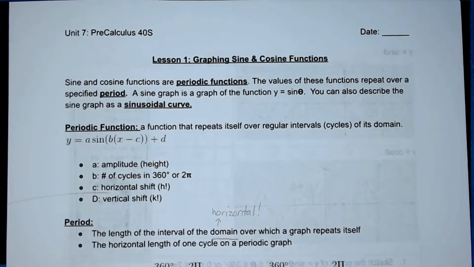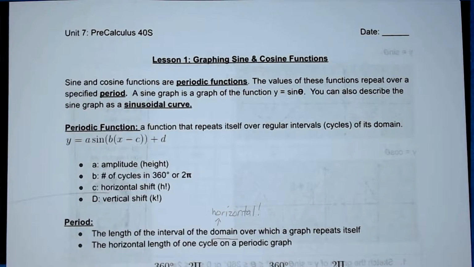Welcome to Unit 7, Trigonometric Functions, Lesson 1, Graphing Sine and Cosine Functions. You should be familiar with the sine and cosine functions. You should have worked with them a lot throughout your math career. Now we're going to talk about how their graphs look and how we graph them, including doing the transformations that we learned earlier in the year.